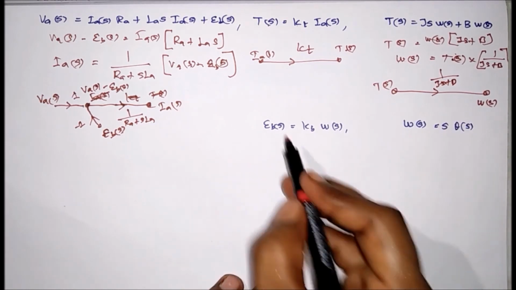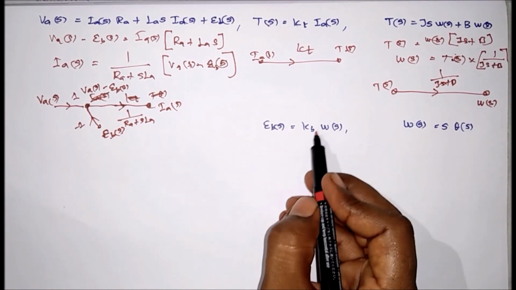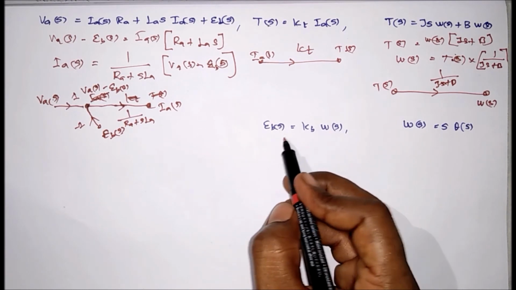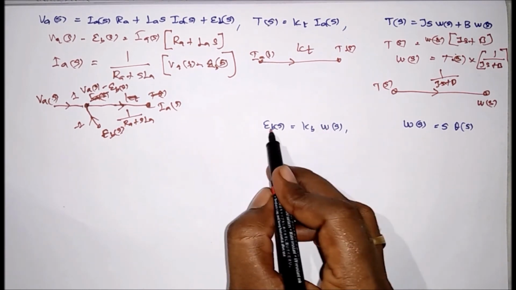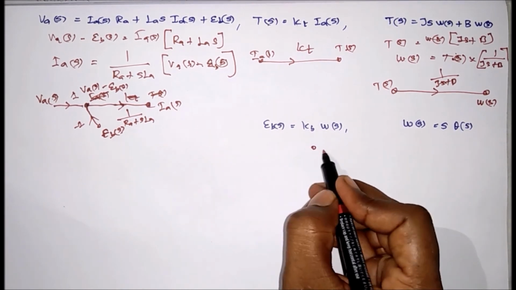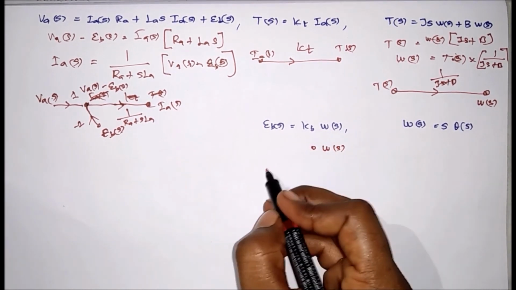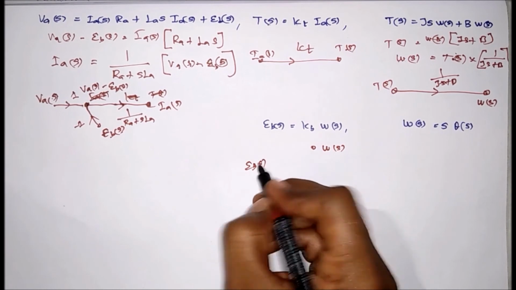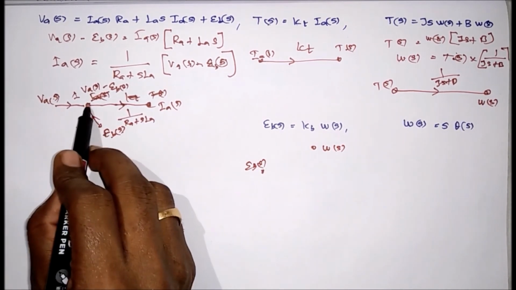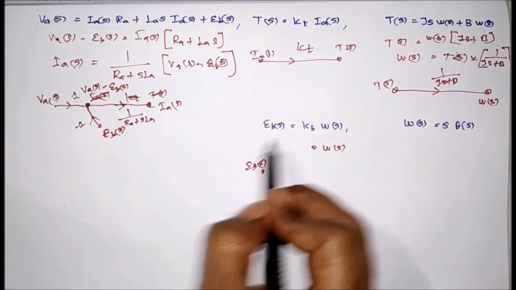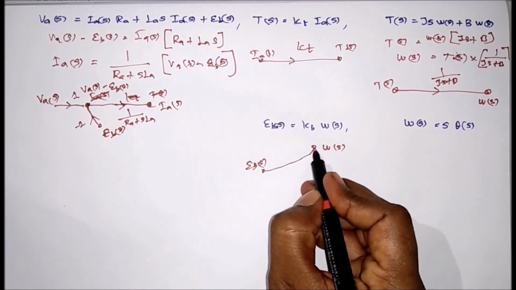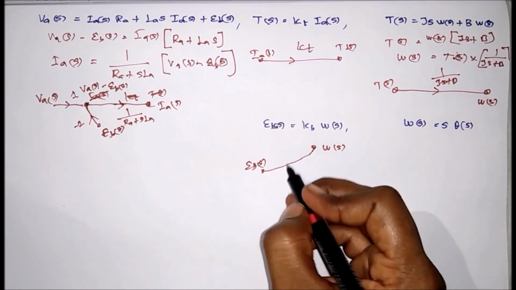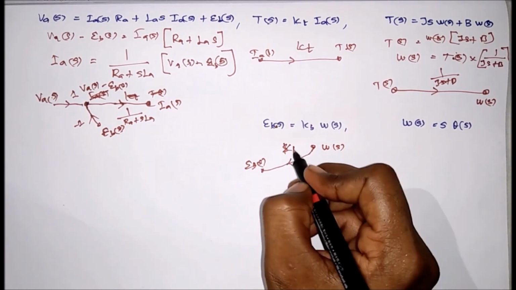Similarly, we have to draw a branch for this equation. Here Eb equals Kb into omega s. Suppose this is omega s, which means this is Eb of s, because at this point we have to connect Eb of s. Therefore this will be the output. So from omega of s, if you want to get Eb of s, we have to multiply with Kb.